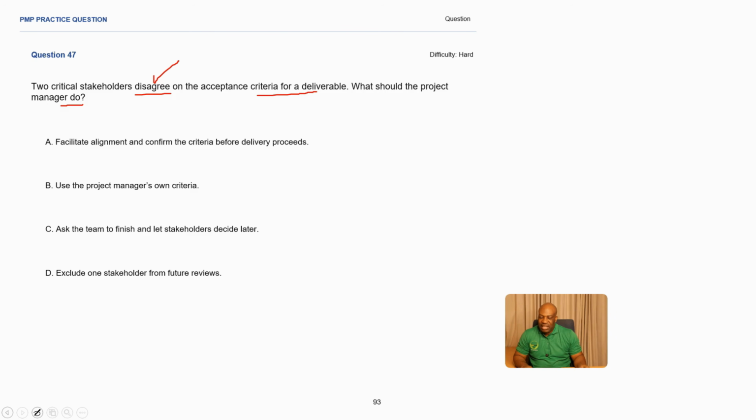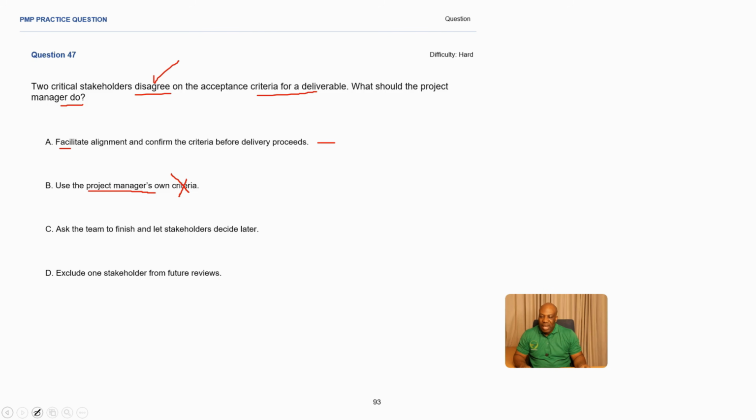A, facilitate alignment and confirm criteria before delivery proceeds. Okay, I like the word facilitate. You're bringing people together. All right, and then B, use the project manager's own criteria. The project manager is not a subject matter expert and is not even a user. So making this one incorrect. You can't ask the project manager to do that.